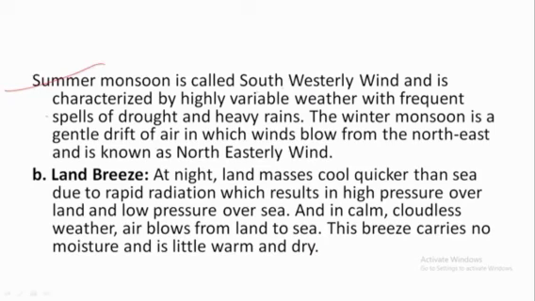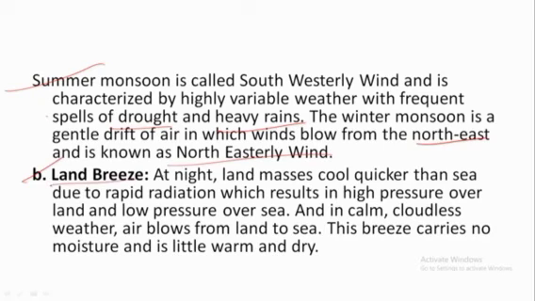Summer monsoon is called southwesterly wind and is characterized by highly variable weather with frequent spells of droughts and heavy rains. The winter monsoon is a gentle drift of air in which winds blow from the northeast and is known as northeasterly wind. Let's examine the land breeze.